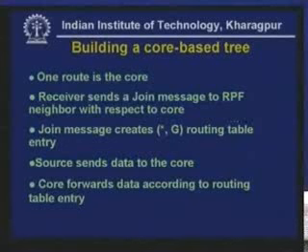So in this case we would like to have what is known as a core based tree. One router is the core and a receiver sends a join message to the RPF neighbor with respect to the core. Now every receiver actually wants to join the core. So the join message creates a star G routing table entry and the source sends data to the core. The core forwards data according to the routing table entry. Now since there is no single source, or anybody could be a source, we put a star in place of S.